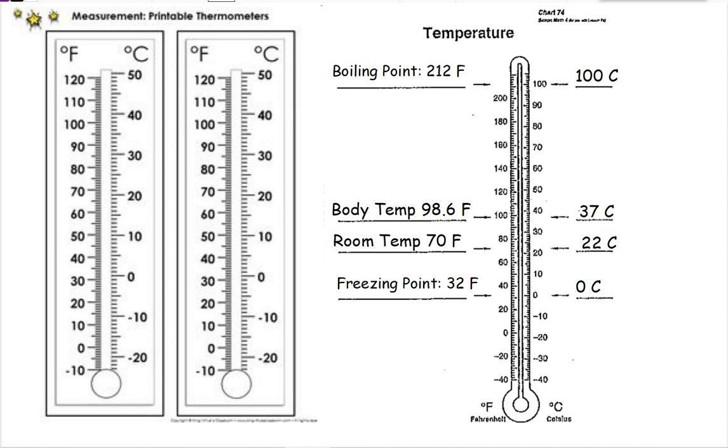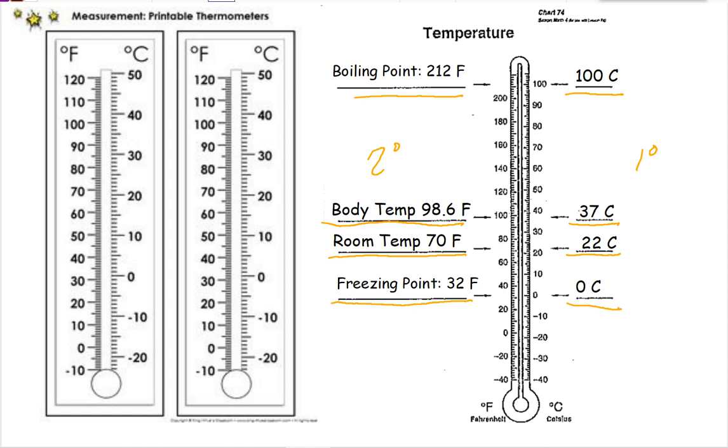And we learned that the boiling point of water is at 212 degrees Fahrenheit or 100 degrees Celsius. Body temperature is at 98.6 degrees Fahrenheit or 37 degrees Celsius. Room temperature is 70 degrees Fahrenheit or 22 degrees Celsius, and the freezing point of water is 32 degrees Fahrenheit or 0 degrees Celsius. Okay. So each mark on my Celsius scale is 1 degree different. On the Fahrenheit scale, it's 2 degrees.